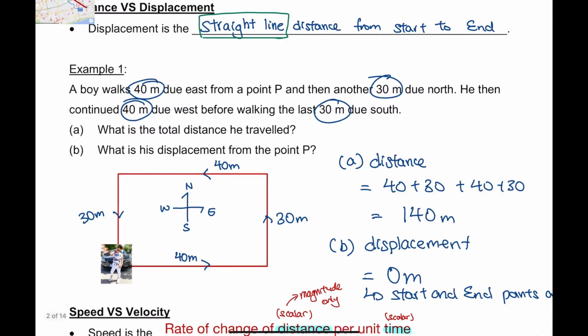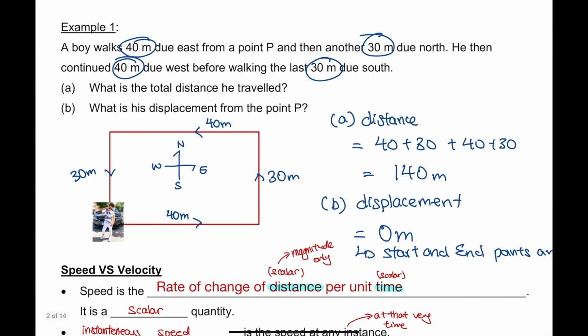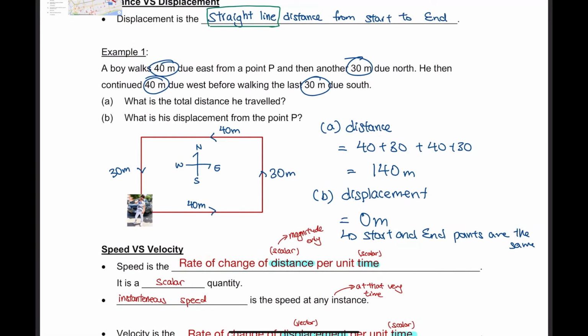But for displacement, it's slightly different. We must know where is the start. The start is here, the end is here. Because they are at the exact same point, there is no displacement because there's no distance between the start point and end point. They start and end at the same place. So it is 0 meter because the start and end point are the same.